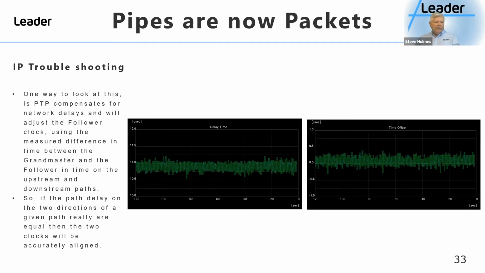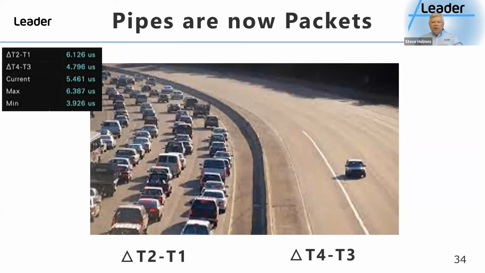You can kind of think about it as looking at a road here. One of the unique things we need to keep in mind is that the T2 minus T1 coming from the Grandmaster to the follower is also coming with all of the video, audio, and data coming to us. The answers back from the follower to the Grandmaster typically don't have any traffic or very little traffic going back the other direction.